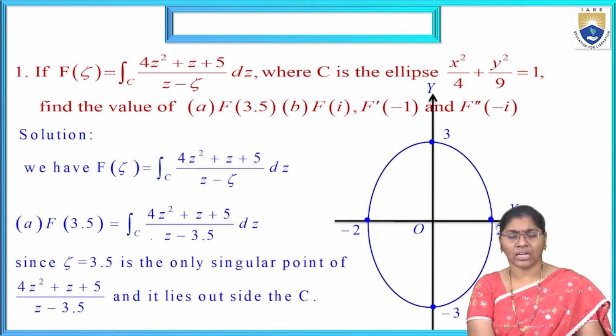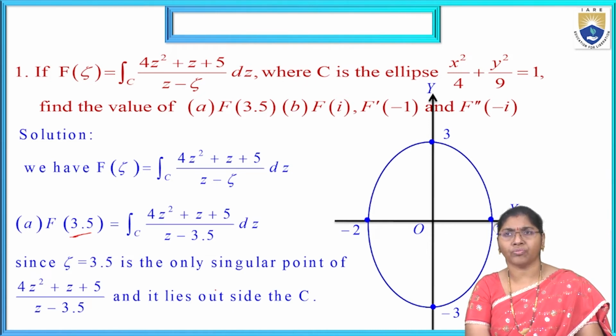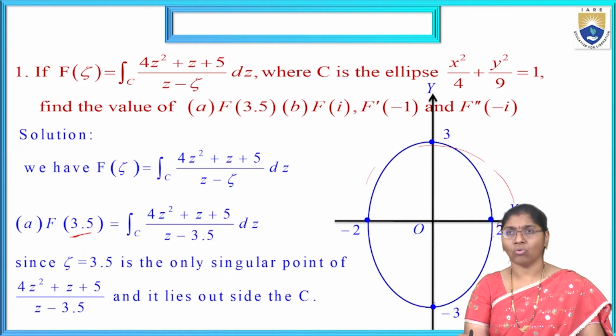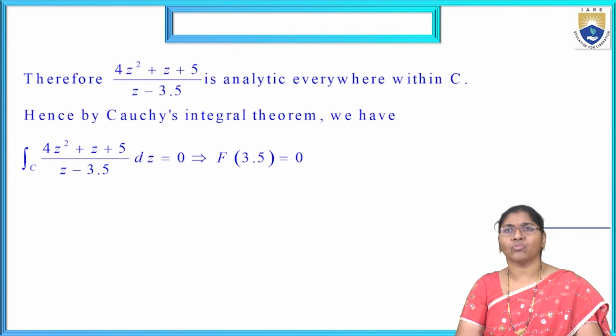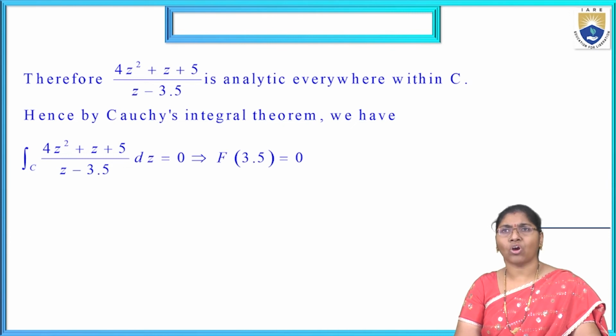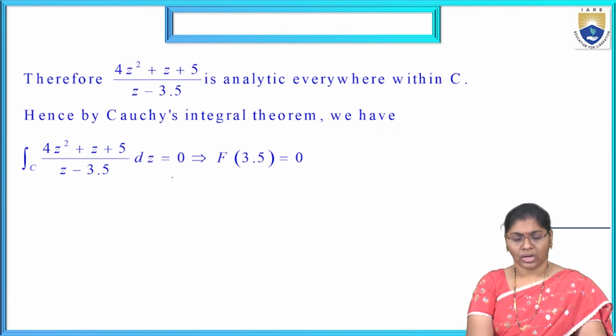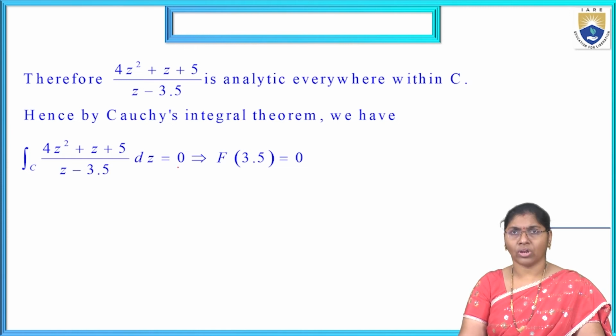Since z_0 is nothing but 3.5, I am substituting that. The only singular point of (4z² + z + 5)/(z − 3.5) is 3.5, and it lies outside the curve C. Why? Because the given ellipse runs from −2 to 2. Since 3.5 is outside the ellipse, the function is analytic everywhere within C. Hence, by Cauchy's integral theorem, the integral is 0.